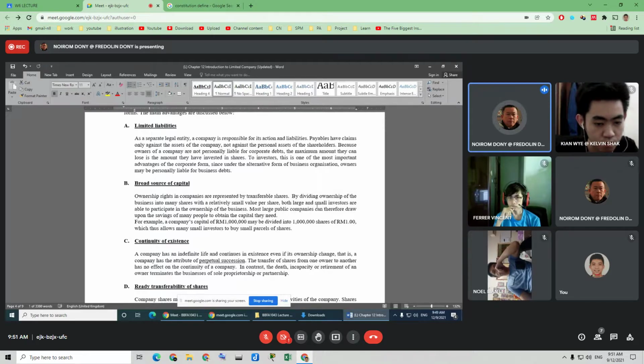Therefore, that is what we mean by broad source of capital, meaning at any time, if need arises, the company can sell off their shares to the public, and a lot of people, corporate investors or individual investors, can buy the share. So you have broad resources at any time. Most large public companies can therefore draw upon the savings of many people to obtain the capital they need. So if they need capital, you can always issue new shares.